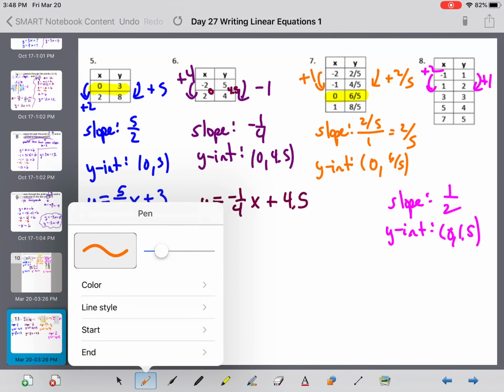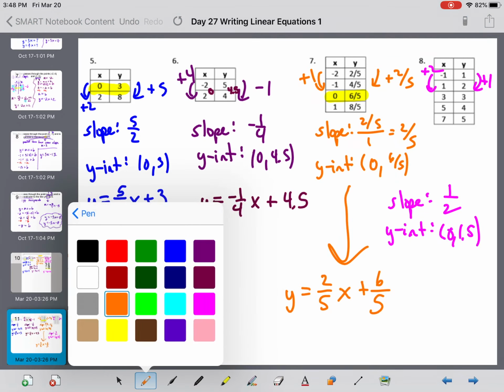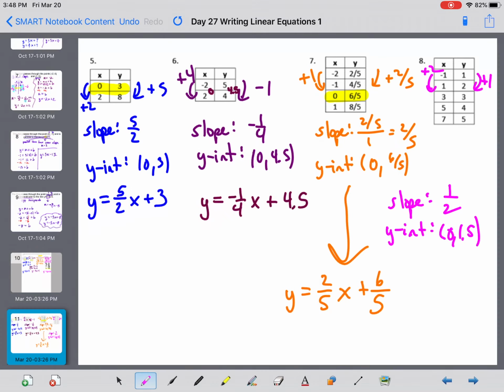Now for the orange one, we have our slope of 2/5. They give me the y-intercept. I don't really care too much that these aren't pretty values. So it's going to be y equals 2/5 x plus 6/5. And last but not least, let's do the pink one here. My slope is 1/2 and my y-intercept is going to be 1.5. So y equals 1/2 x plus 1.5. To get that y-intercept there, since the 0 is going to fall right in there, between the -1 and the +1, that means it's going to be halfway in between here. And so halfway in between 1 and 2 is going to be 1.5.